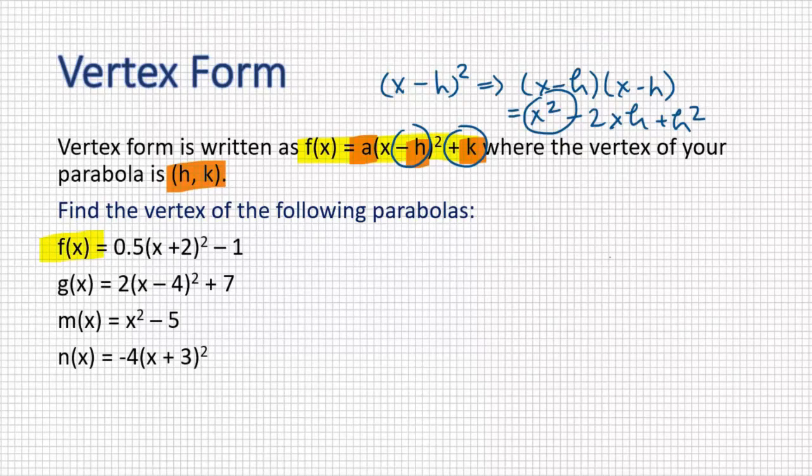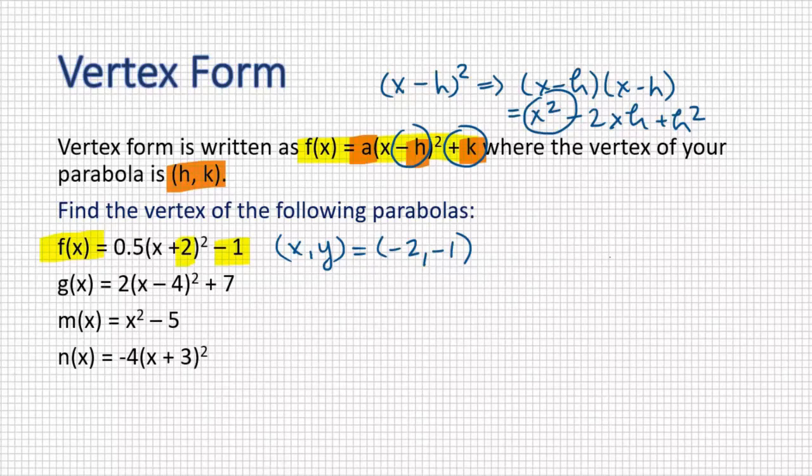The first function, f of x is equal to 0.5 times (x plus 2) all squared minus 1. What are the values for h and k? Well, the xy coordinate, that is the vertex, will be (-2, -1). The h value is the opposite of what we find in the equation, while the value for k has the same sign.